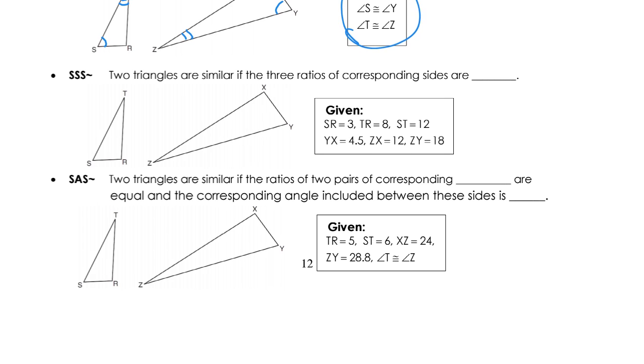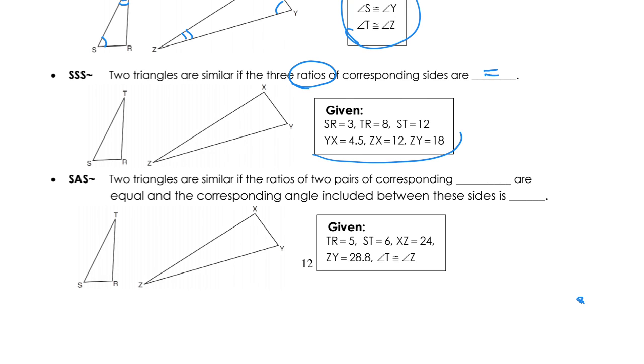Our next one is called side similarity. Now remember that the sides won't be the same length, but the ratio will be the same. So two triangles are similar if the three ratios of the corresponding sides are all equal or congruent. Okay, so this is what this one looks like.